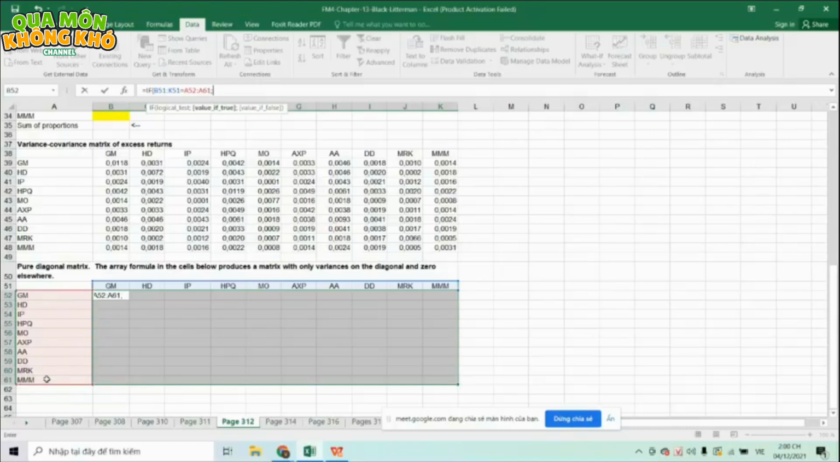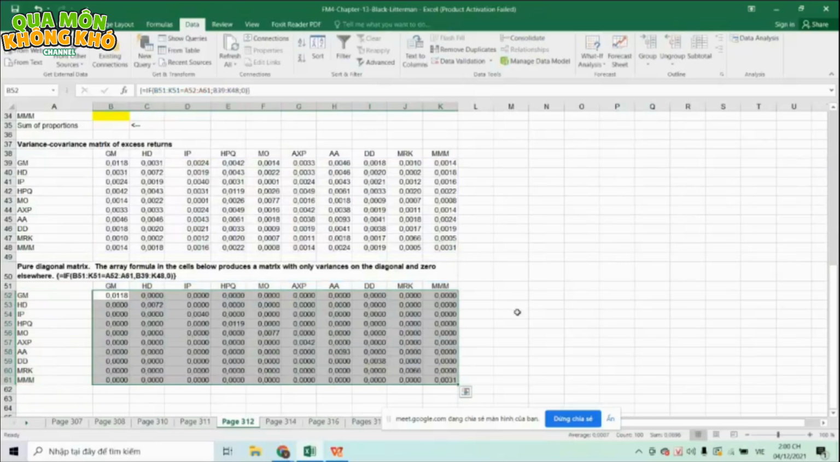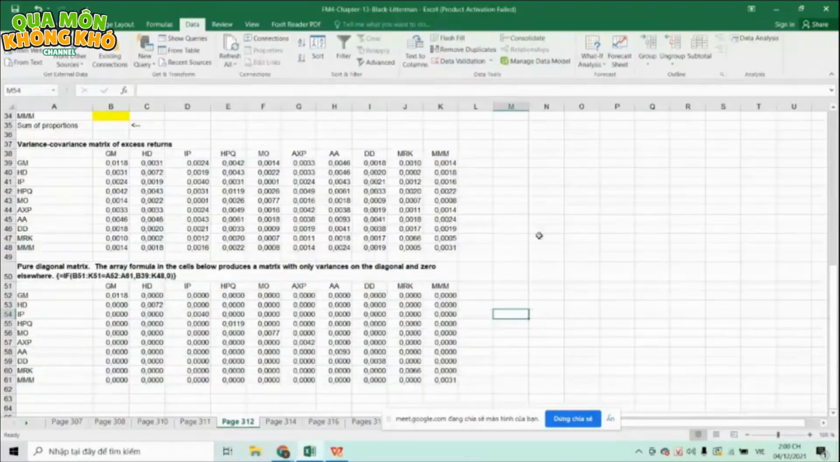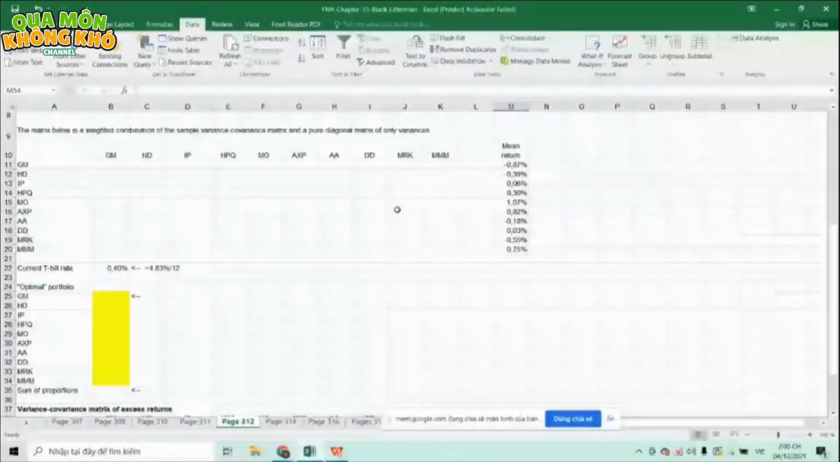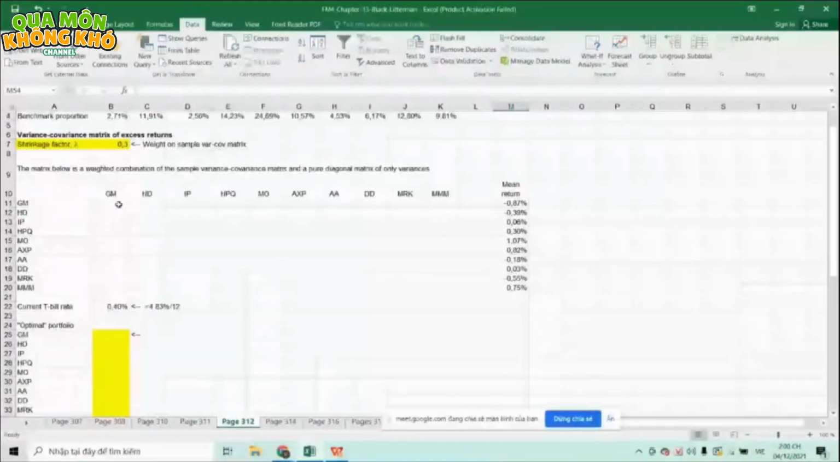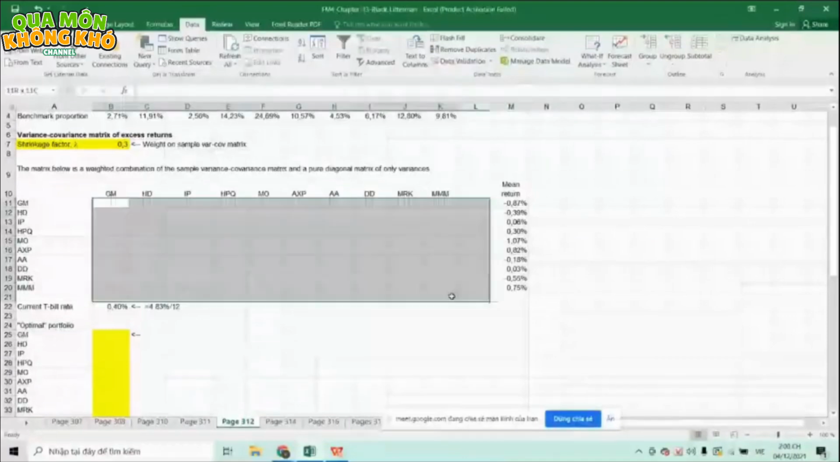And then if that's right, you will get this number, but if not, you have 0. So here's the pool diagonal matrix, and we will calculate the shrinkage matrix here.